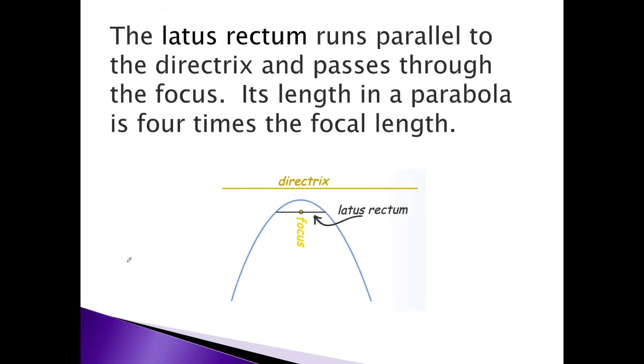Next, we have the latus rectum. This runs parallel to the directrix and passes through the focus. Its length in a parabola is 4 times the focal length. So if I know that the focal length is 2, then the latus rectum is 4 times 2. Now, there is a homework question over that involves this concept.